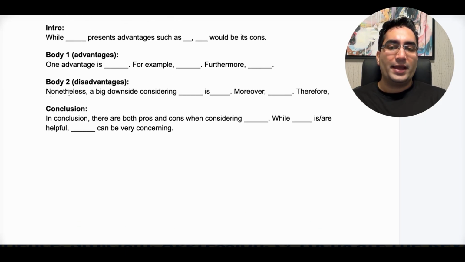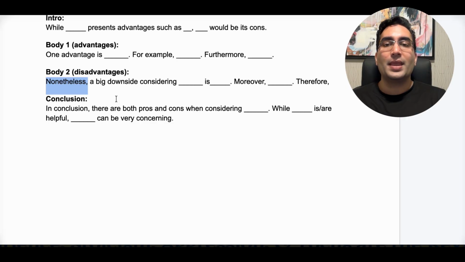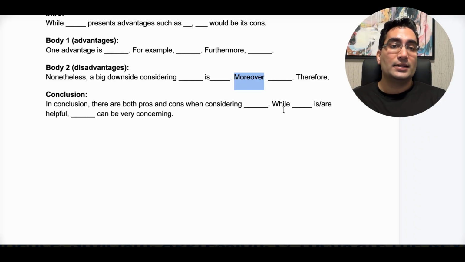Body 2 is disadvantages. You want to start with a contradictory connector, nonetheless, which is also more advanced than just saying but or however. A big downside, academic word. Considering the topic is this, and here you elaborate your first disadvantage. Use moreover to show the examiner that you're moving to the next disadvantage and mention it here. Then use a concluding word such as therefore, and wrap up the paragraph. Why we're using one here and not here is to show the examiner that we are using a variety. We're not using a solid, rigid structure every time.